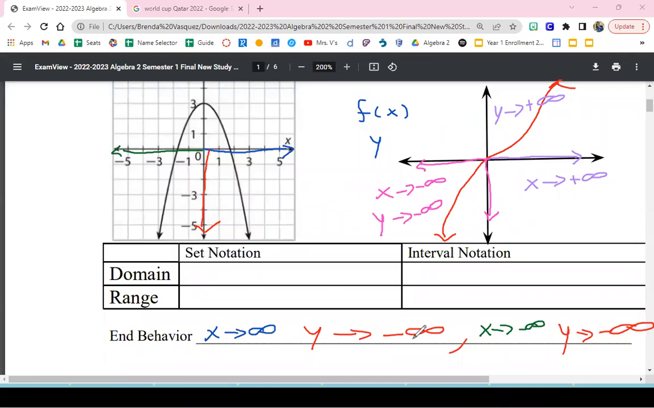Yes. It would both be approaching the positive infinities. So negative or positive, they all go positive infinity in the Y's.